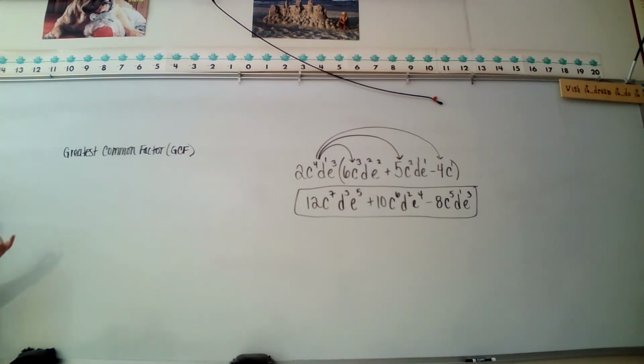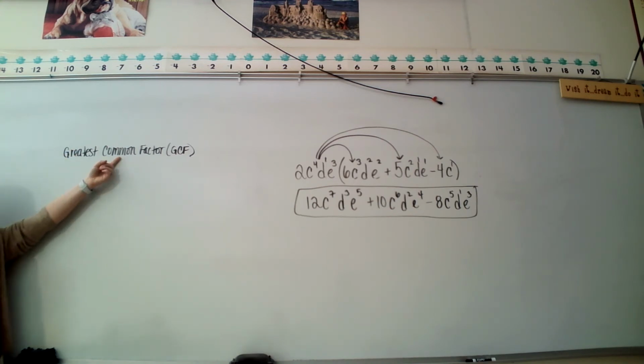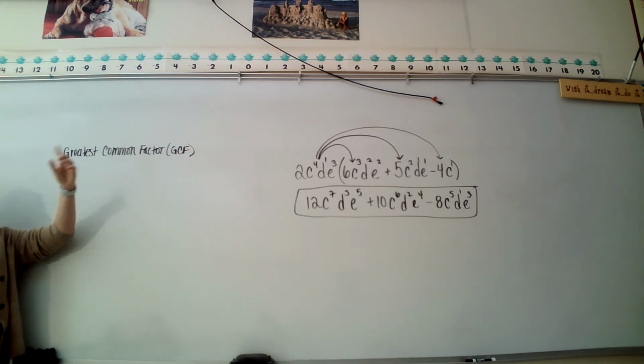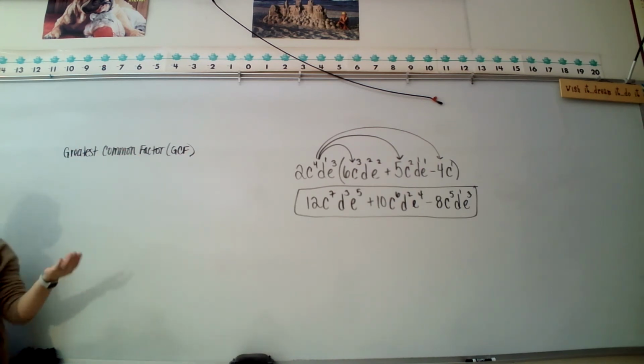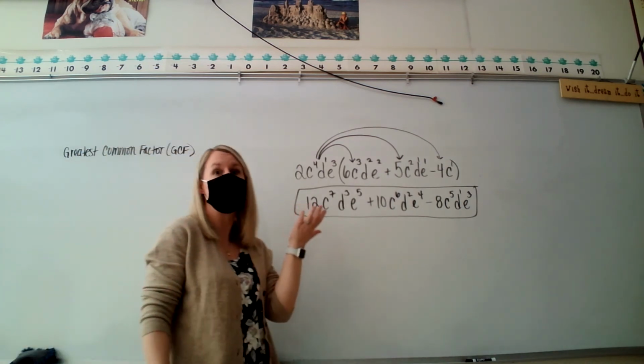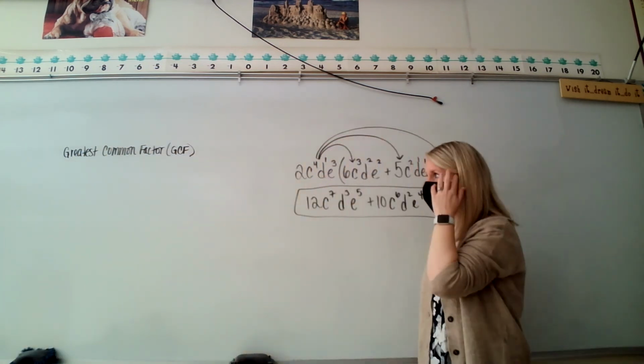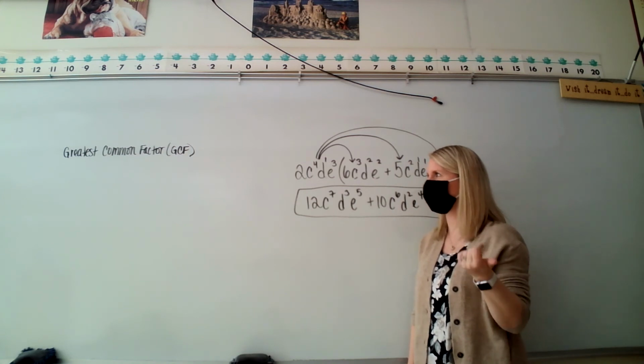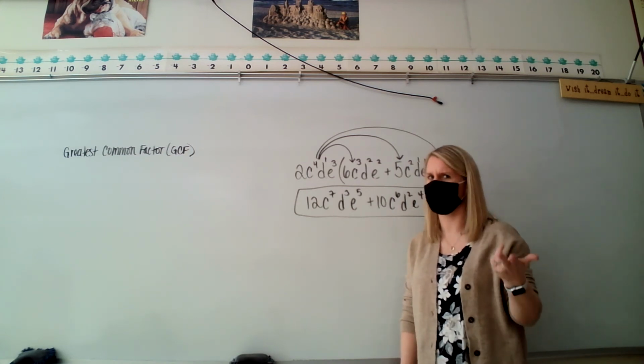But think about it. Greatest is the largest. Common is what they have in common. And factor, we are going to use the word factor quite a bit. And you guys know it. Like if I say what are the factors of something, you just divide it up. Factoring is dividing. So that's what it means. We're finding the biggest common number that we can divide out.